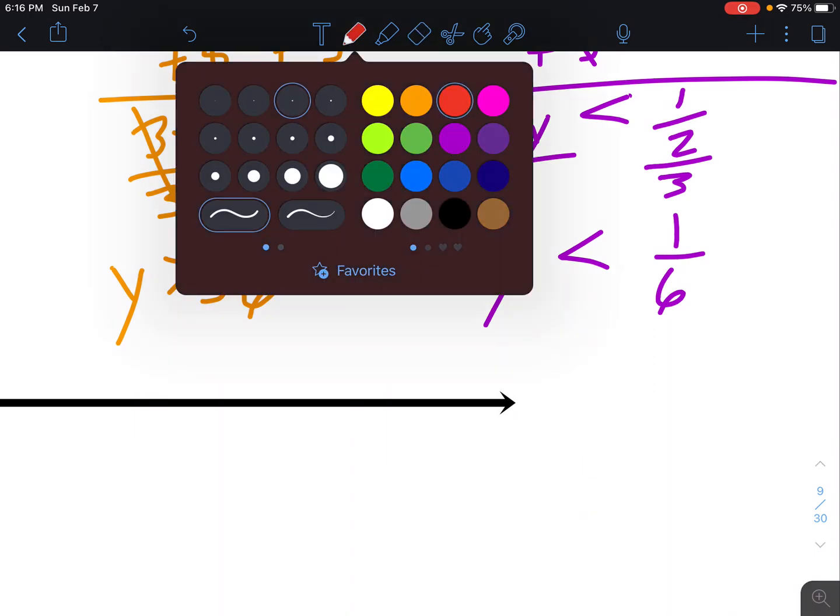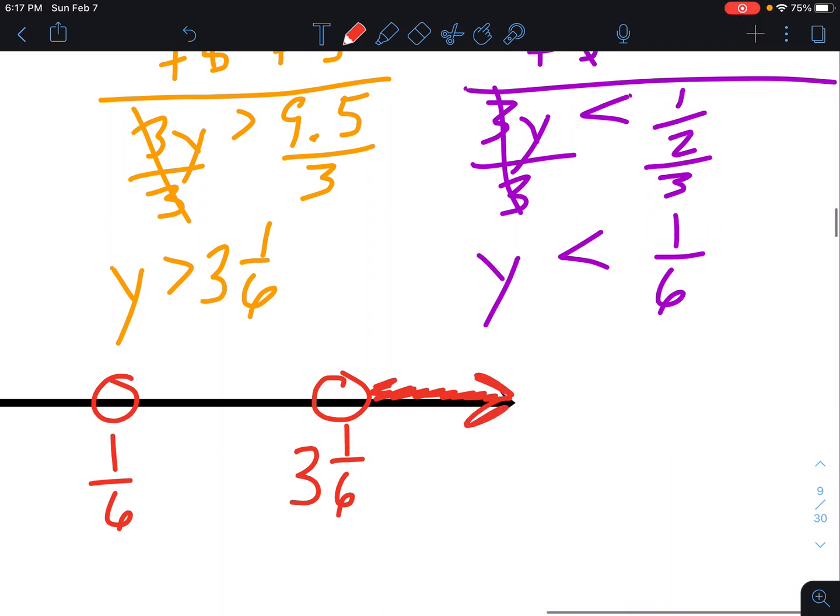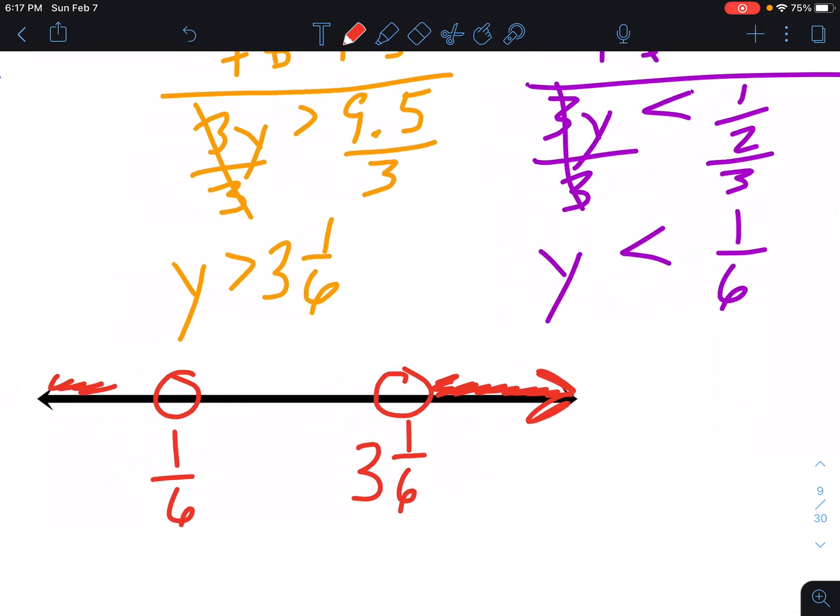Now we are ready to graph on a number line. Now that both are solved, make sure they're in numerical order. It's 1/6, then 3 1/6. Neither of them have underlines, so they're both open circles, which means they're not included in the solutions. So we have y is greater than 3 1/6, and y is less than 1/6.